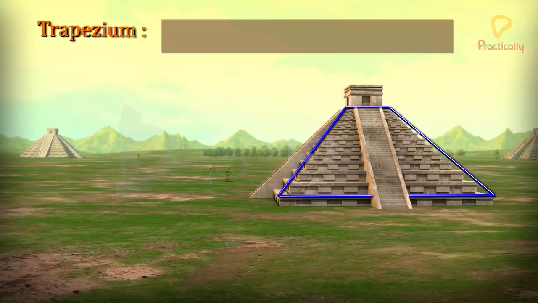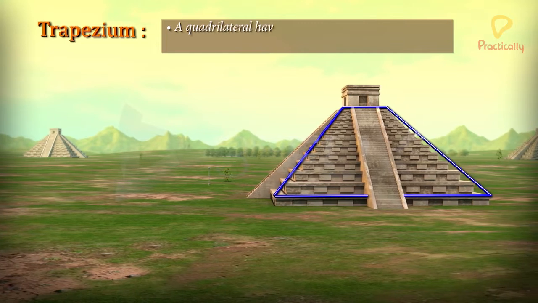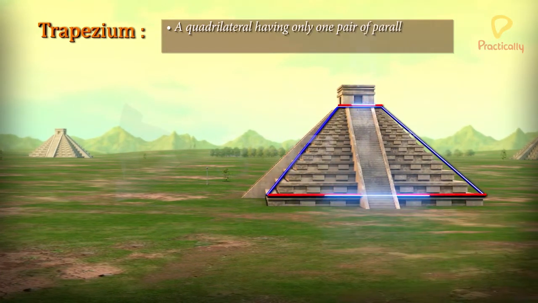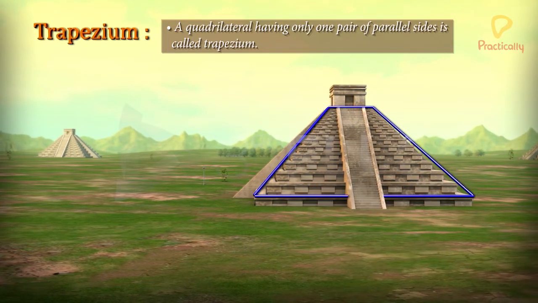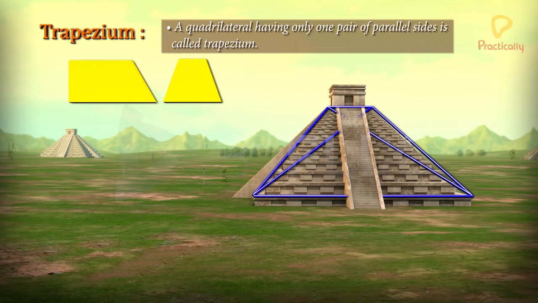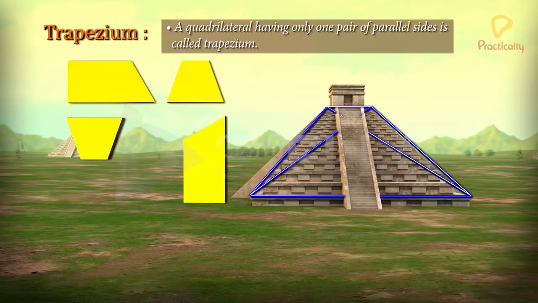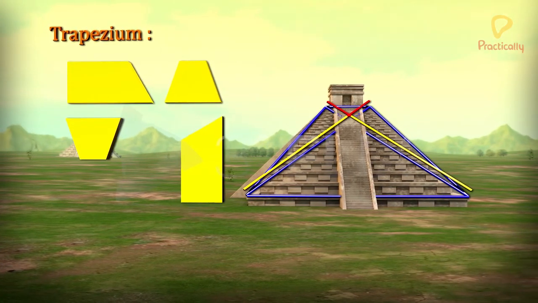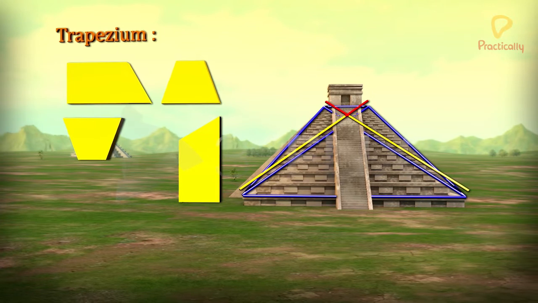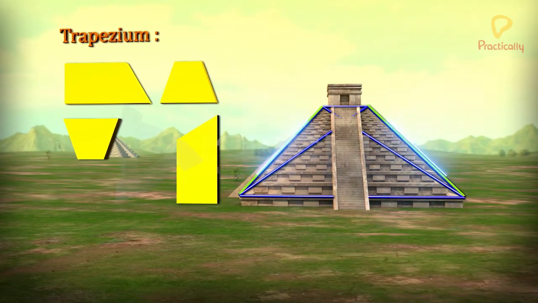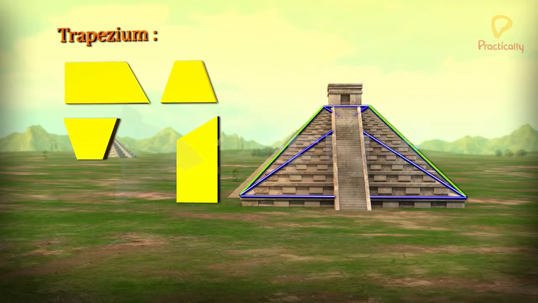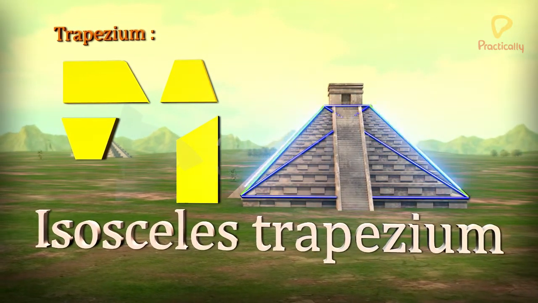Trapezium. A quadrilateral having only one pair of parallel sides is called trapezium. In trapezium, diagonals intersect each other proportionately. The parallel sides are different in lengths. If non-parallel sides are equal, then it is called isosceles trapezium.